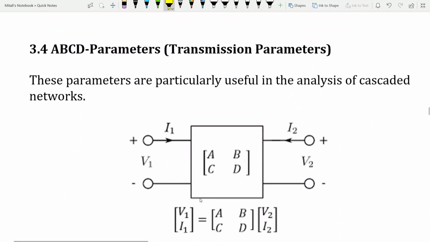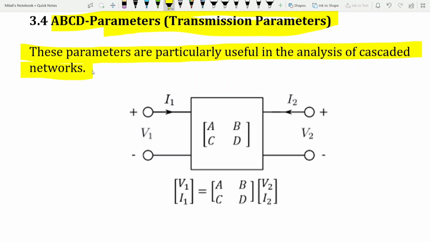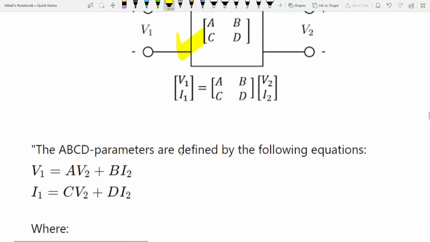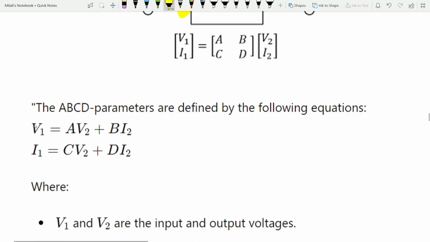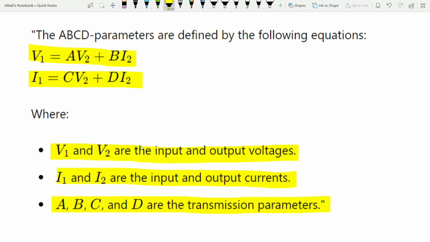Finally, let's discuss ABCD parameters, also known as transmission parameters. These parameters are particularly useful in the analysis of cascaded networks. We can see the two-port network with ABCD parameters. The ABCD parameters are defined by the following equations. V1 equals A V2 plus B I2, I1 equals C V2 plus D I2, where V1 and V2 are the input and output voltages, and I1 and I2 are the input and output currents. A, B, C, D are the transmission parameters.